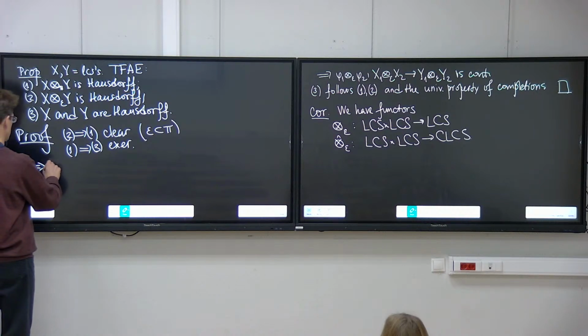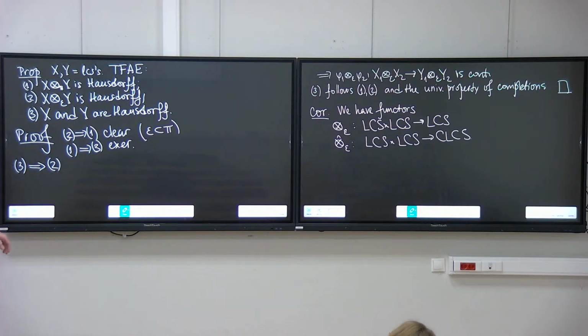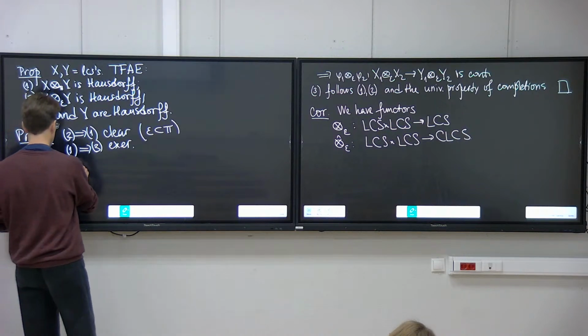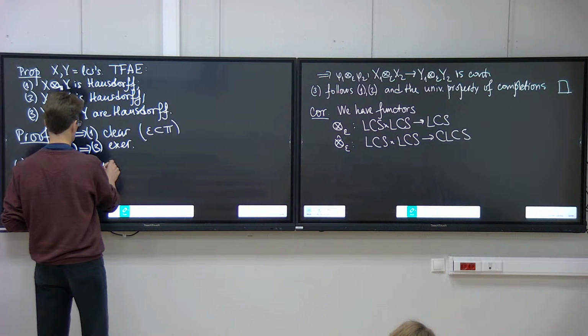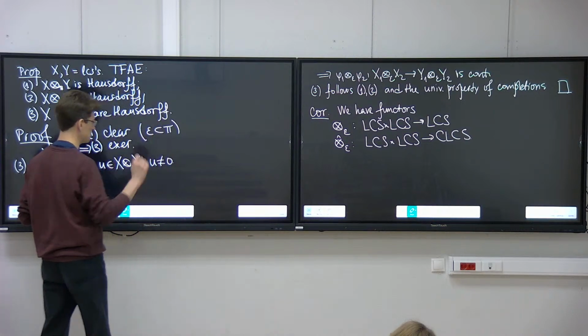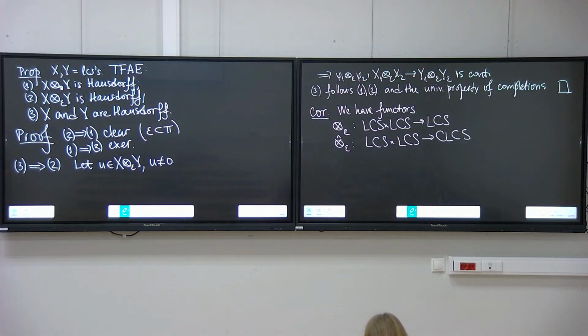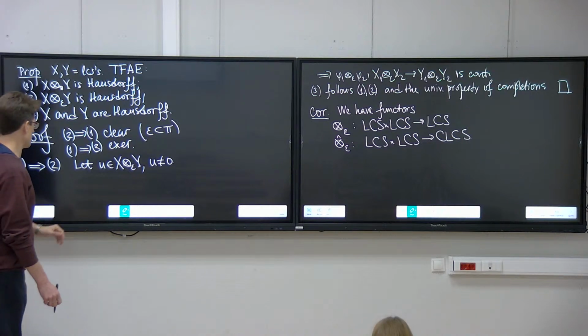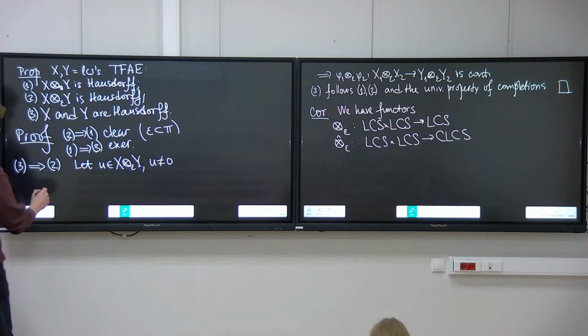Suppose that X and Y are Hausdorff, and let's show that the injective tensor product is Hausdorff. Okay, so let's take a non-zero element in the injective tensor product. I'm going to find a continuous linear functional which takes a non-zero value. In other words, I'm going to show that continuous linear functionals on this space separate the points. This clearly implies that the space is Hausdorff, and actually this is equivalent to the space being Hausdorff because, well, by the Hahn-Banach theorem.